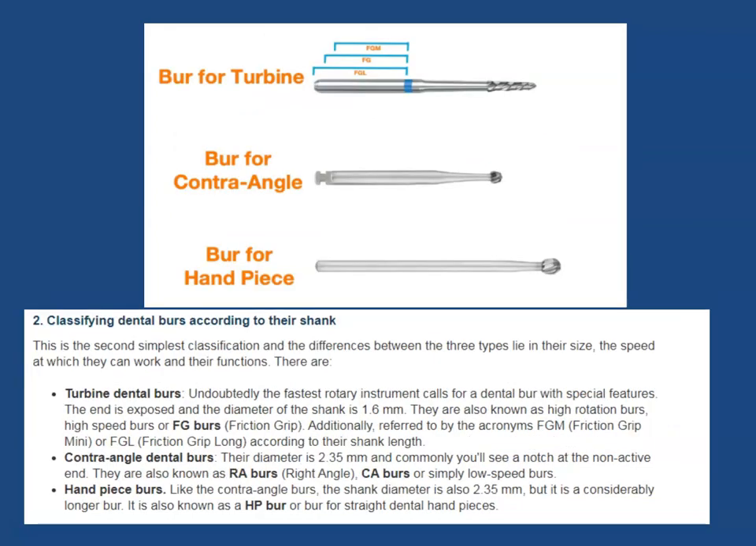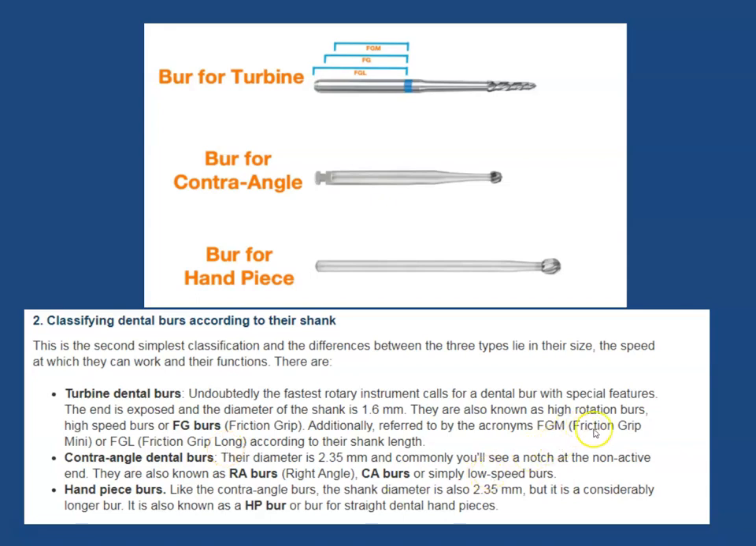Now the next classification is according to their shank. Now the shank could be smooth, and this part would be only grabbed onto based on friction. So it's called the friction grip. That's what FG stands for. And then FGL would be friction grip long.